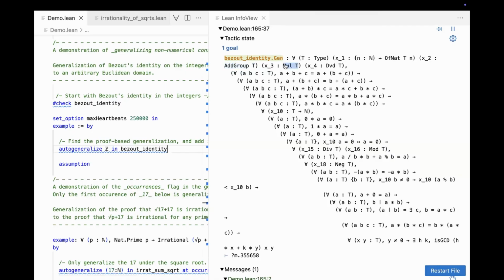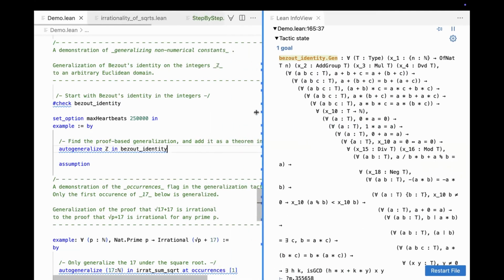You need the group to be additive, for multiplication and division to be defined on it, for associativity and commutativity to hold, and so on.